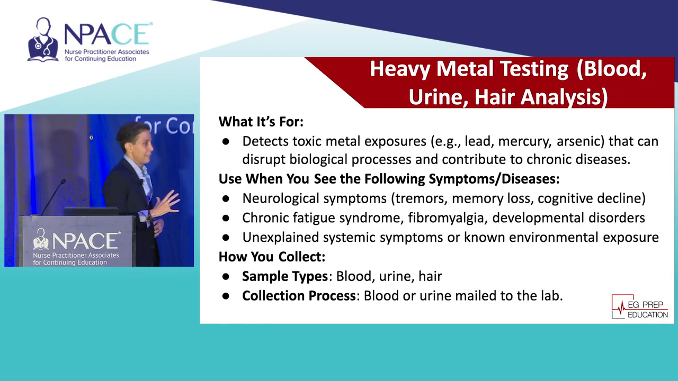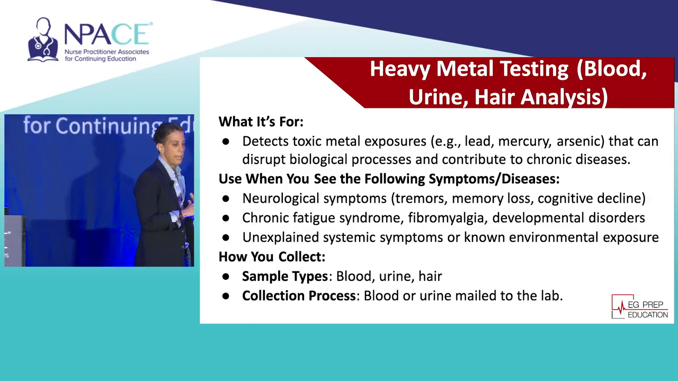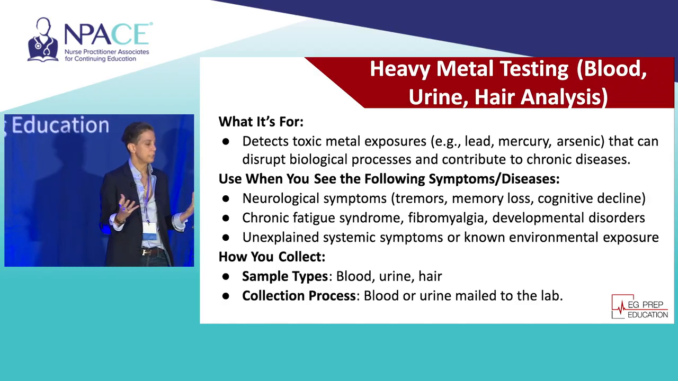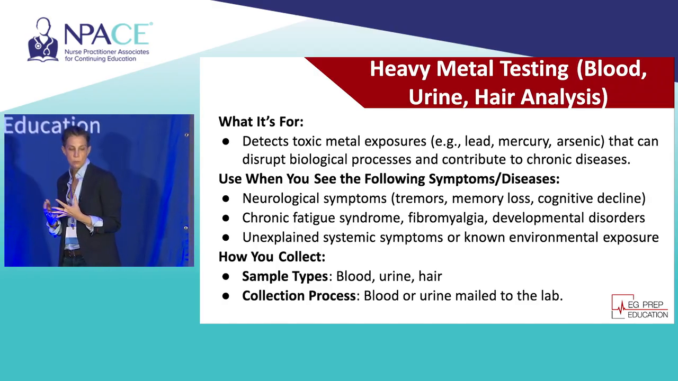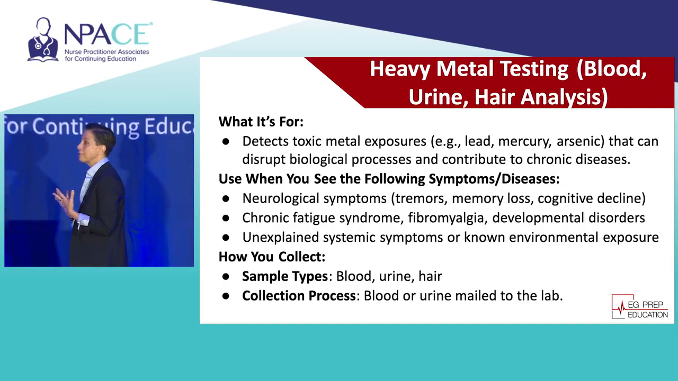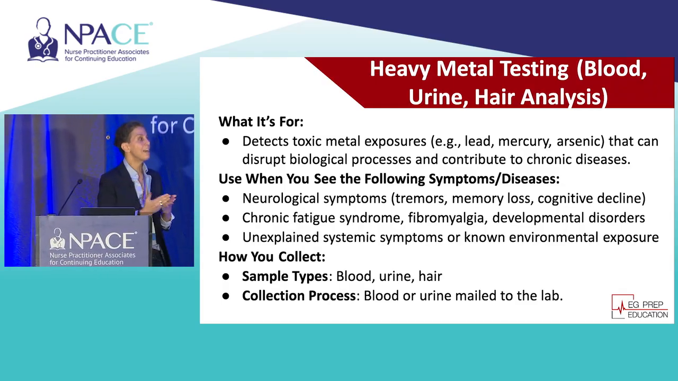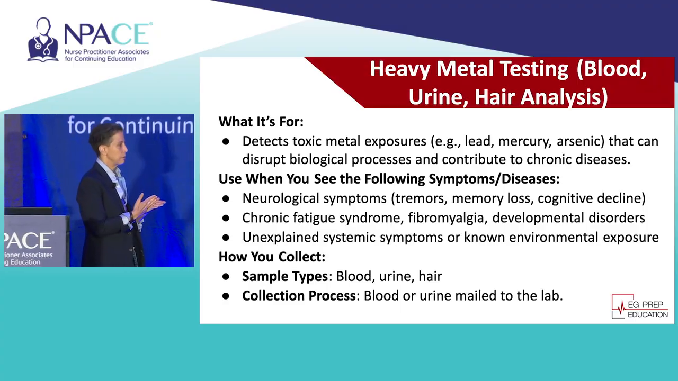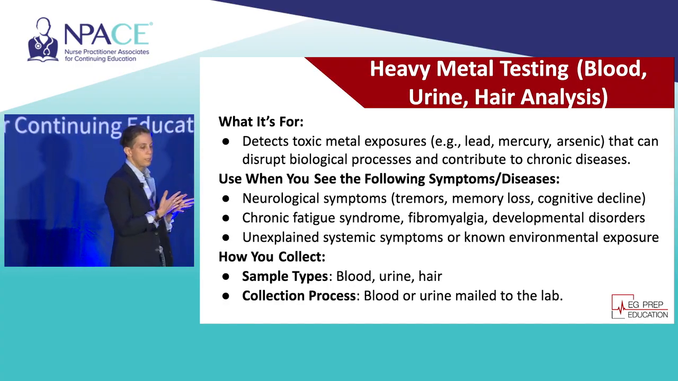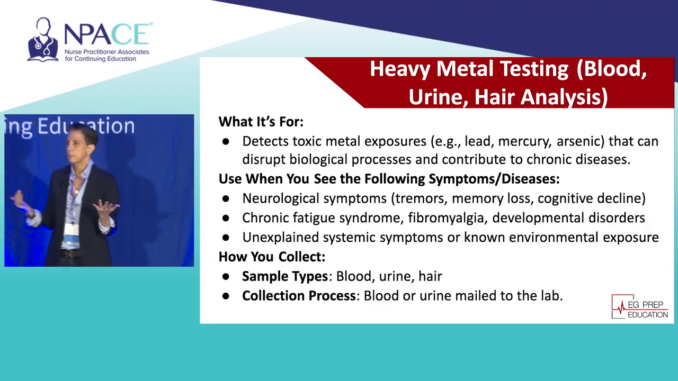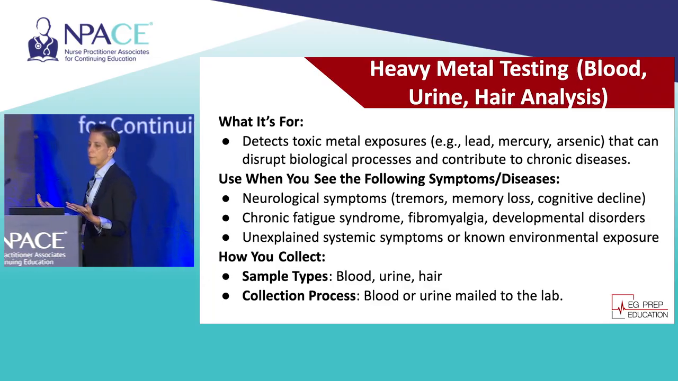Heavy metal testing: blood, urine, hair. Basically, it's exactly what it says it is. It detects toxic metal exposure, lead, mercury, arsenic, that you may not know you have because we don't test for it in conventional medicine. This is classic for your neurological symptoms. Why is somebody suddenly having tremors? Suddenly have cognitive decline, memory loss? We should think about that.